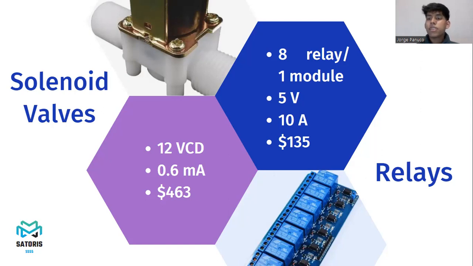Okay, then we have relays. It works like a switch controlled by an electrical circuit. It allows all our circuits to work and not to have a malfunction. And specifically, the relay that we are going to be using is an 8 relay module with 5 volts of direct current, 10 amperes, and a cost of 835 pesos.